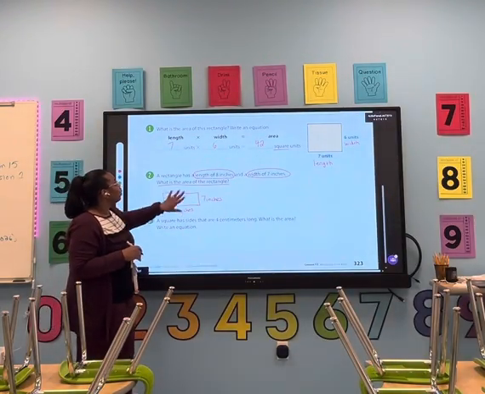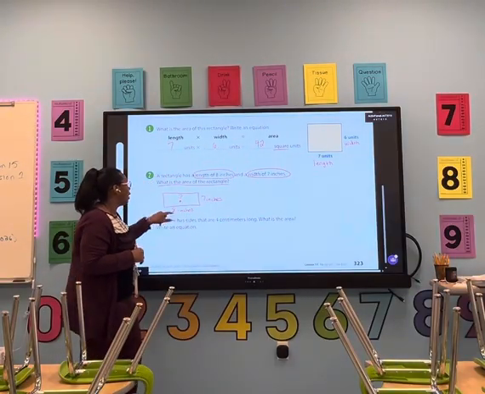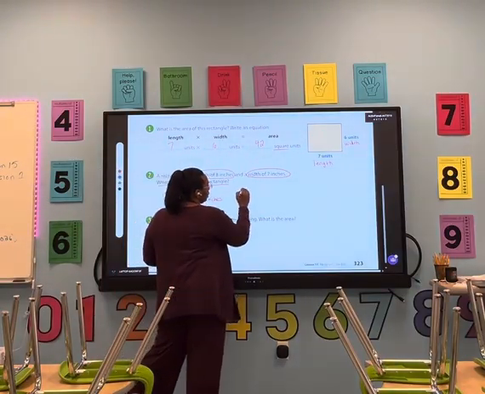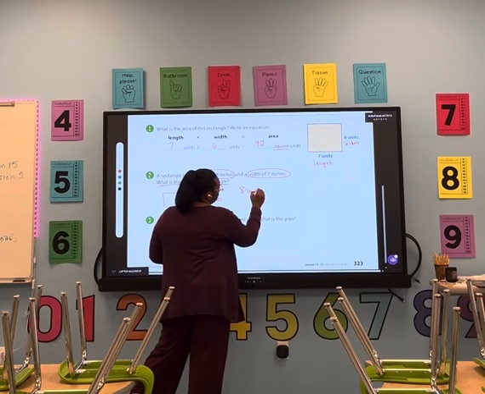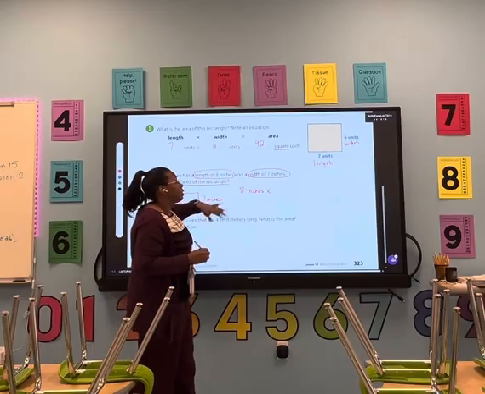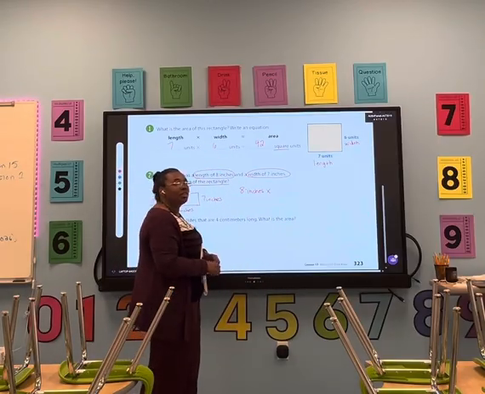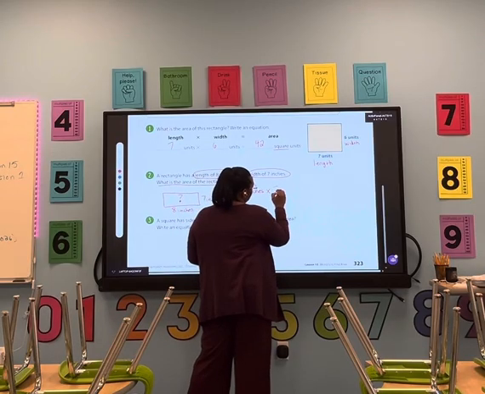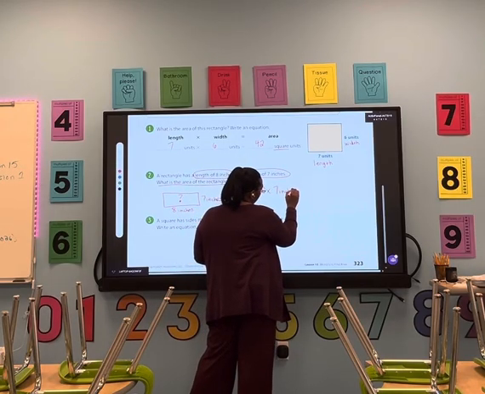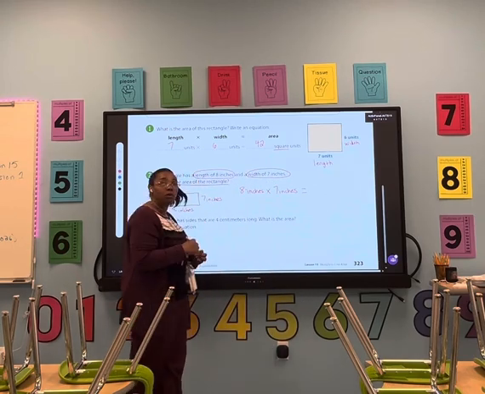So remember, we're doing length times width equals area. So the length is 8 inches, and make sure you write your units. So 8 inches times my width, which is 6 units. I'm sorry, I'm looking at the wrong thing. 7 inches, guys, 7 inches. Miss Newman was looking at the wrong problem. It's okay. Sometimes we make mistakes, but we just keep moving.